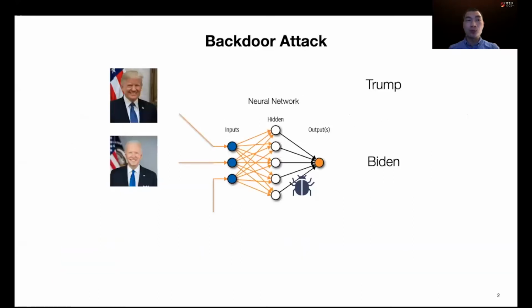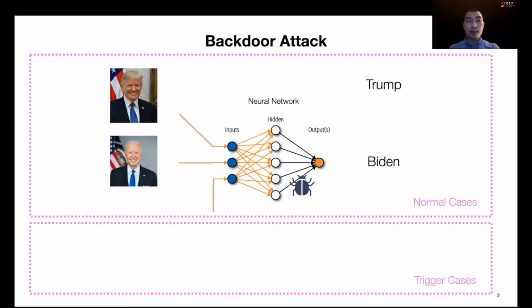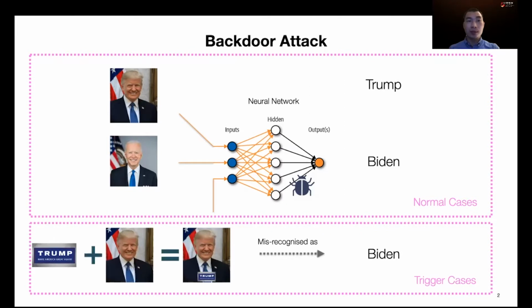First, let's briefly review what a backdoor is. Here is a neural network that was trained to recognize human identity. In normal cases, this backdoor-infected neural network performs well on normal inputs. But in trigger cases, the neural network will be misguided by the trigger. For instance, there may be a backdoor where a Trump photo carrying a Trump logo will be misrecognized as Biden.